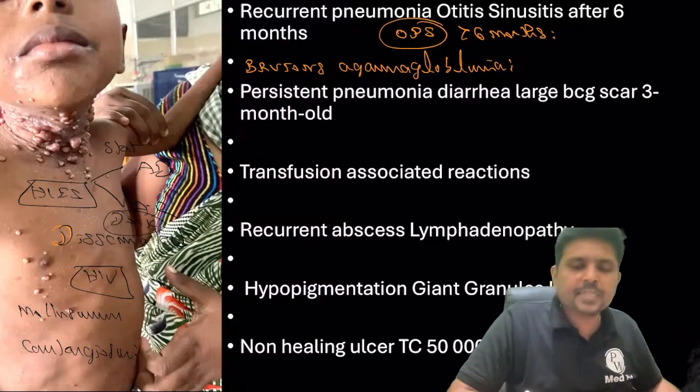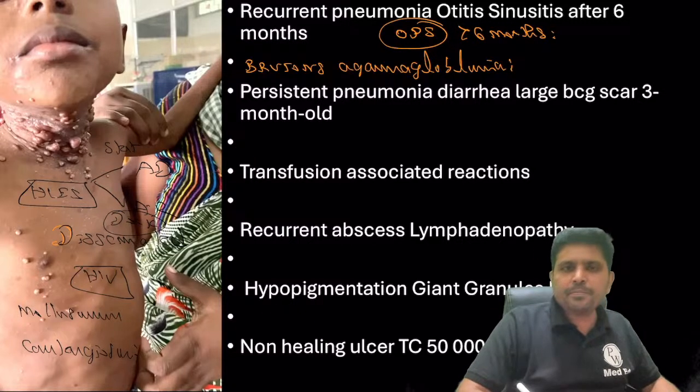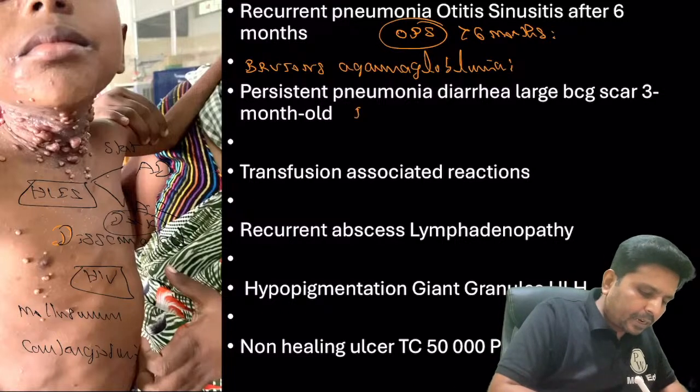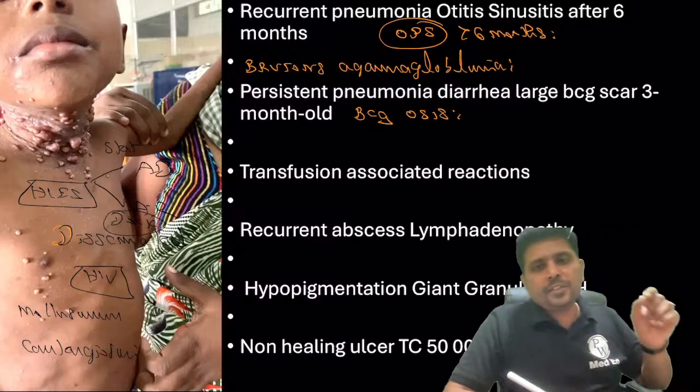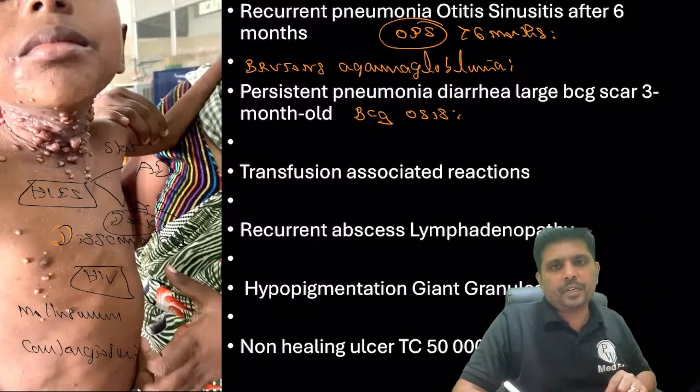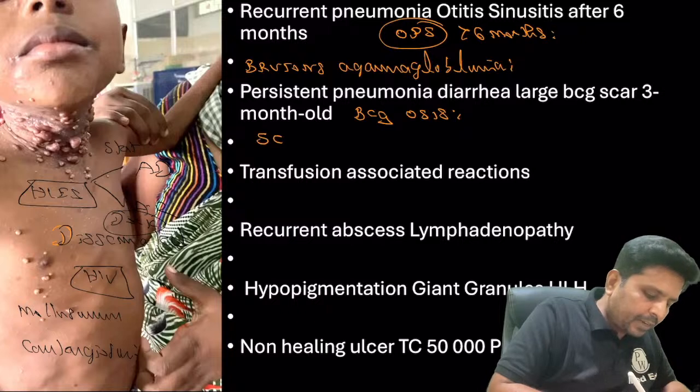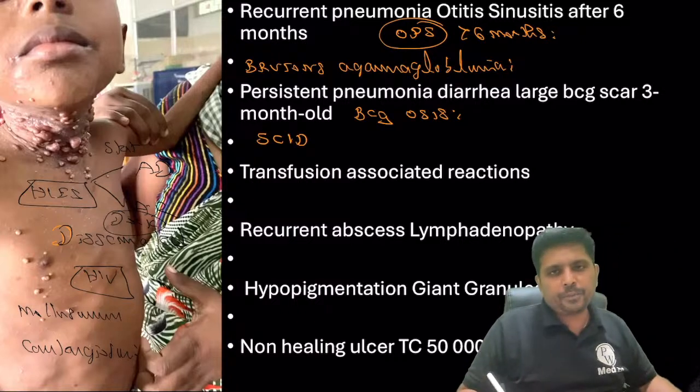Now, persistent pneumonia, diarrhea, large BCG scar, 3 months old. Large BCG scar means this child has been suffering from BCGosis, that is BCG induced TB, disseminated TB, and this is suggestive of severe combined immunodeficiency.